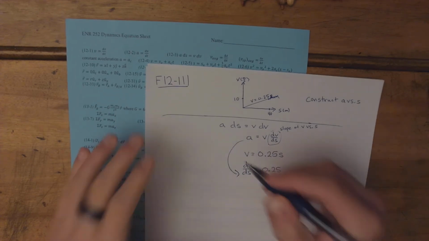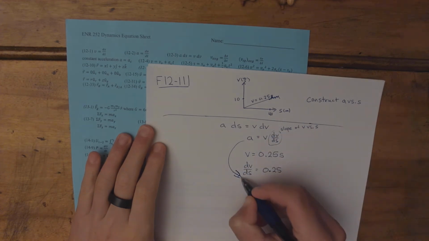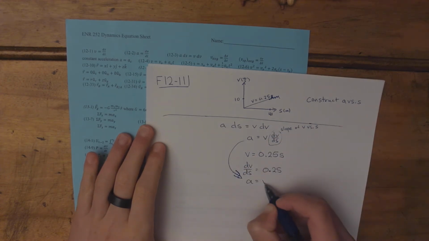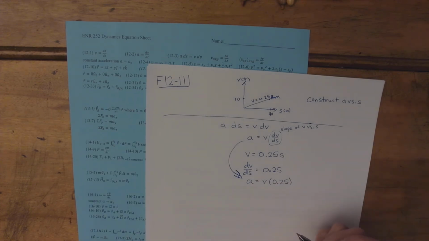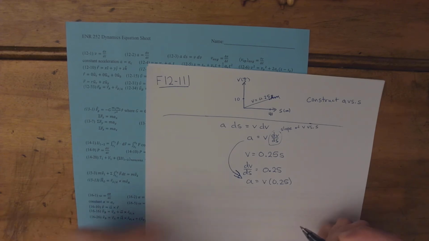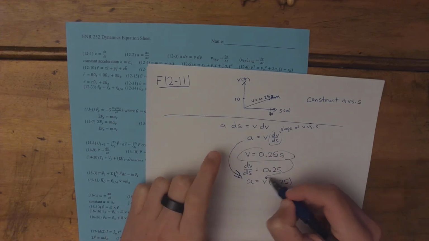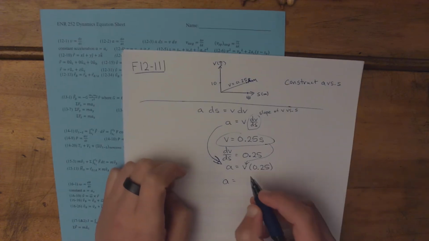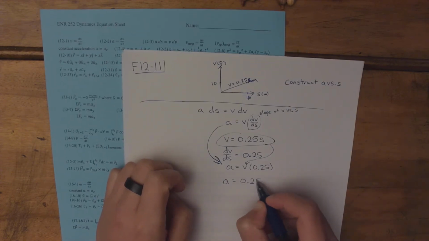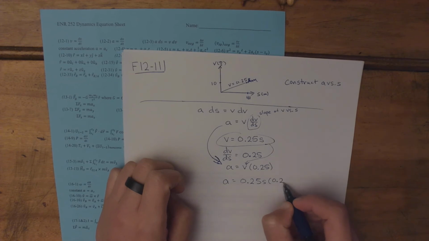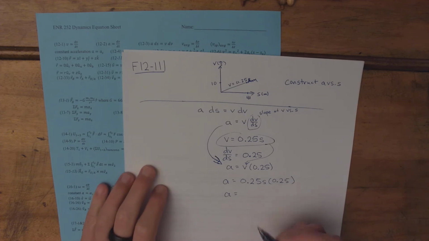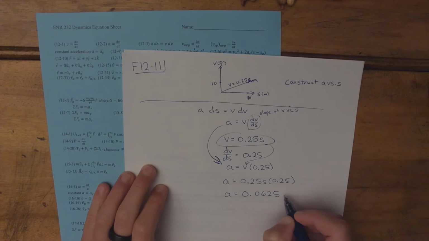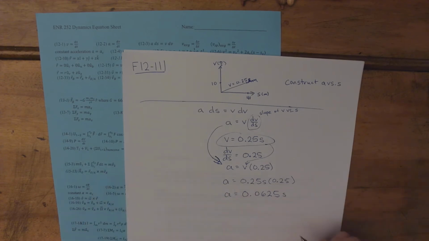So now I'm taking my equation for acceleration. I have acceleration is equal to velocity times 0.25. But this isn't a function of position, it's a function of velocity. So all I need to do then is take this and put that in for the velocity, and then I have the acceleration is equal to 0.25 times s times 0.25. And so finally we have acceleration is equal to 0.0625 s.